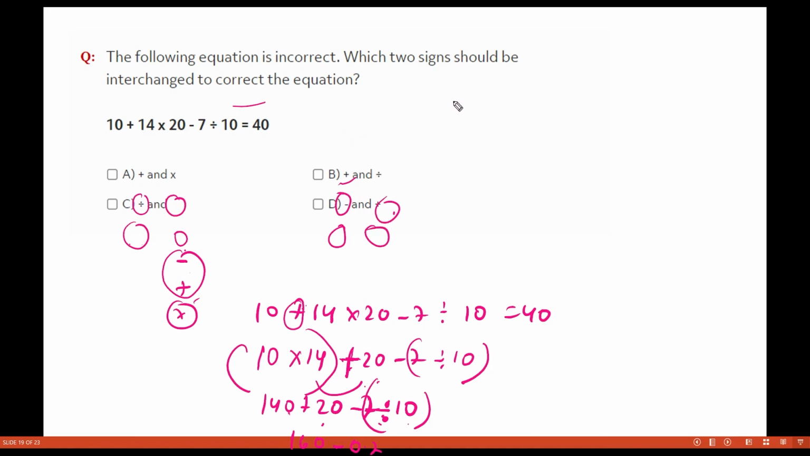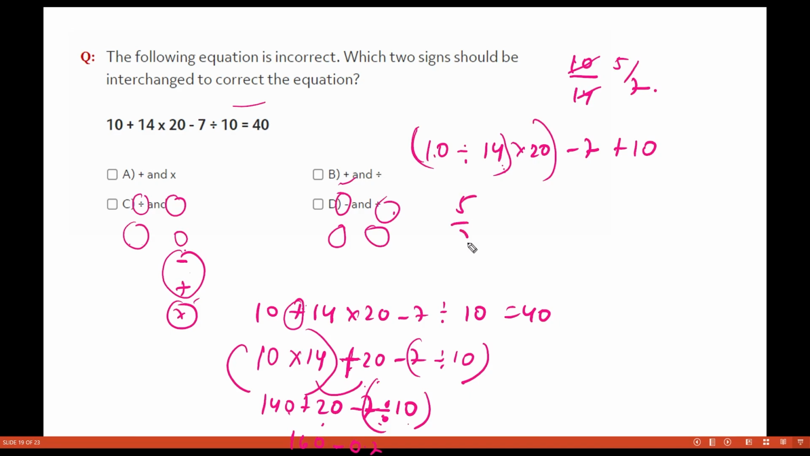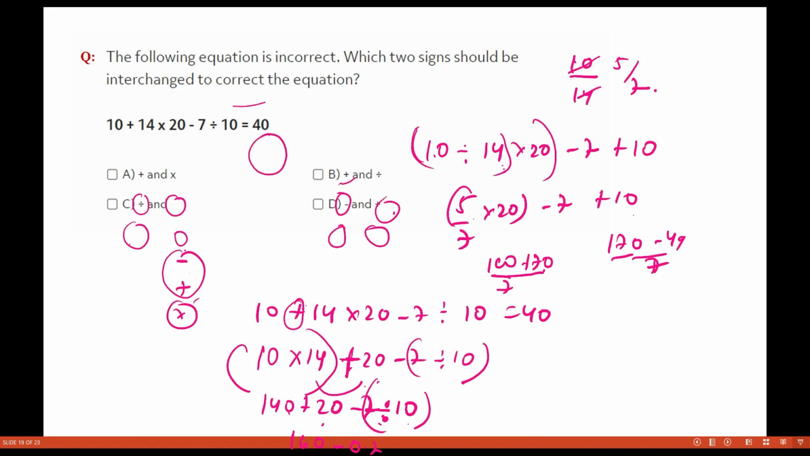Now it is saying you can interchange division and addition. So addition is 10 divided by 14 into 20, minus 7 and plus 10. Okay, so now let us do this. So 10 divided by 14 is actually 5 by 7. Fine. And then you have 5 by 7 into 20 minus 7 and plus 10. Okay. So now this is going to be 100, and 100 plus 70 it will become 170, and then 170 minus 49 divided by 7. So this is obviously not coming to be 40.